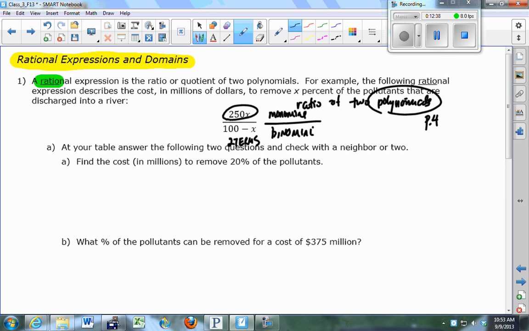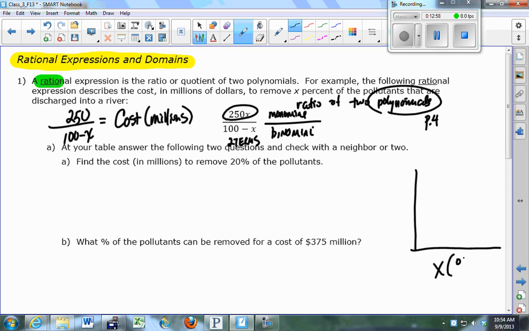In this particular case, we know that that expression represents the cost. So you could turn that expression into this, cost in millions. In other words, you could graph that by having X, the percent of pollutants, along your x-axis, and the cost in millions along here. You'd get a very interesting graph if you looked at that. But that's not what we're doing today.